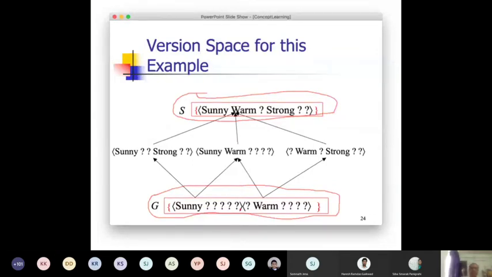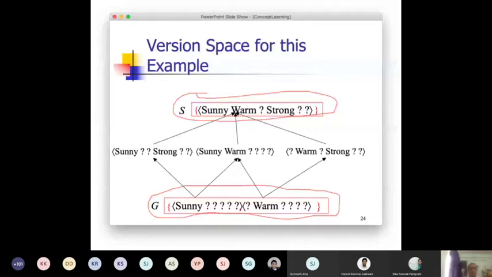So in this case, as you can see, this relationship: Sunny, Warm, and then question mark, then Strong, question mark. I hope you understand what is meant here, because each position denotes certain attributes, and this shows which value will be required to satisfy that hypothesis. It's an AND logic, so all of them should be satisfied.